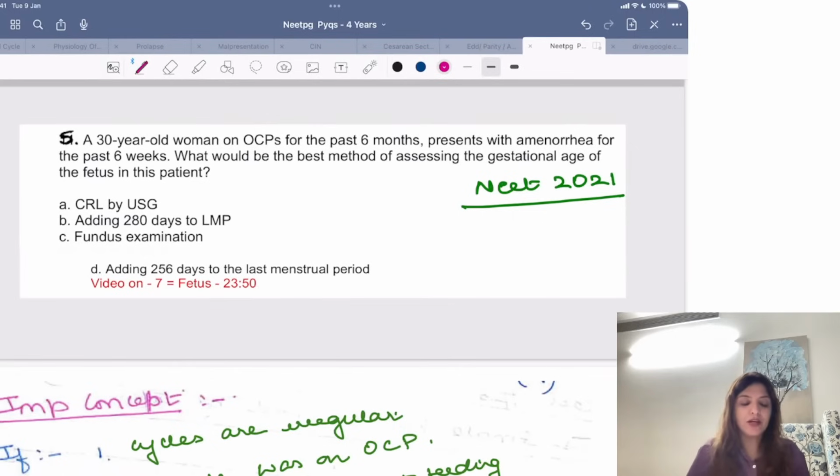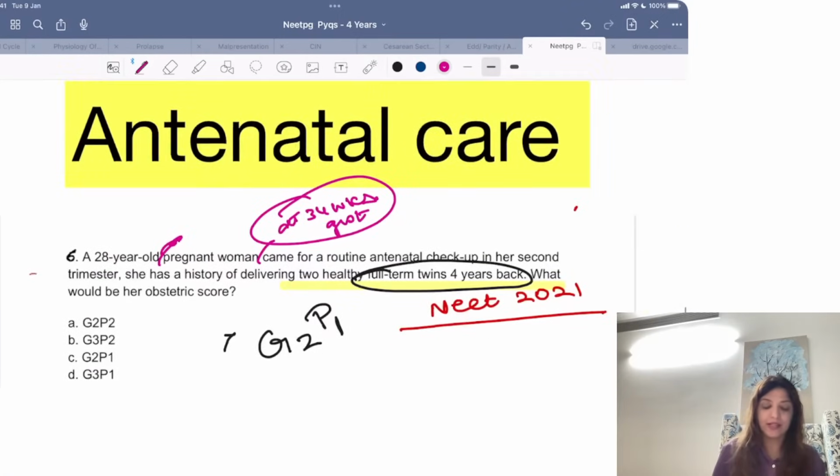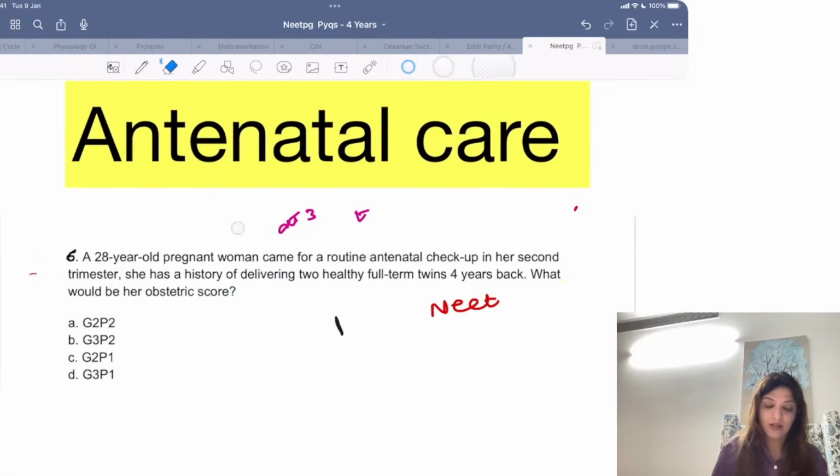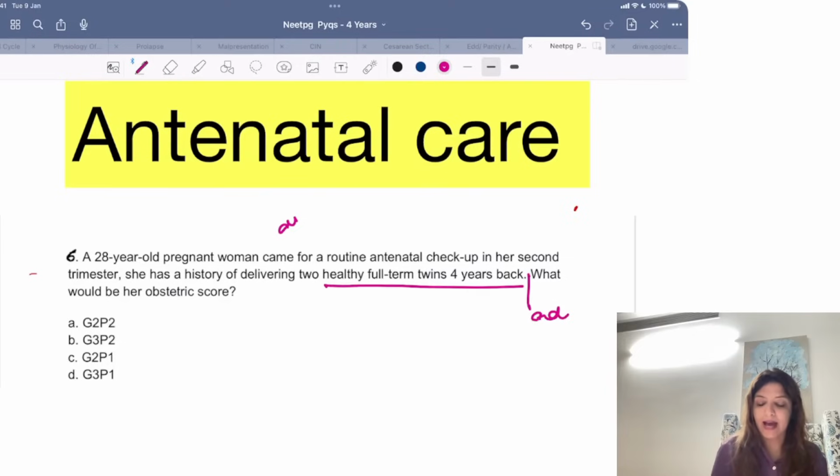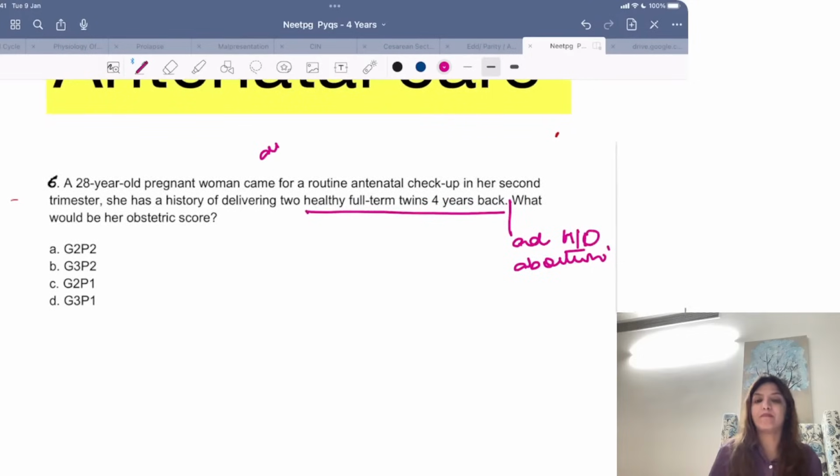Then, a 30-year-old woman on OCPs for the past 6 months. Where to count abortion? Abortion is not counted in parity. Abortion का मतलब ही होता है that the pregnancy has ended at less than 20 weeks. So you are never going to count abortion in parity. Now, suppose I say in this question, she has history of full-term twins 4 years back and she has history of abortion. Right? Now what will her gravida and parity be?